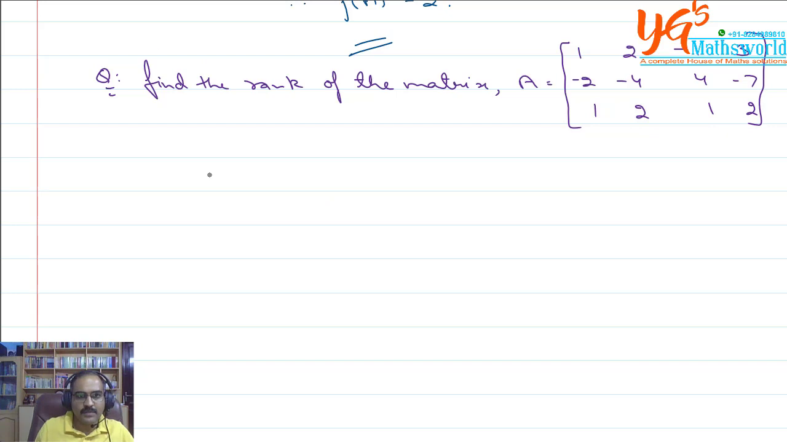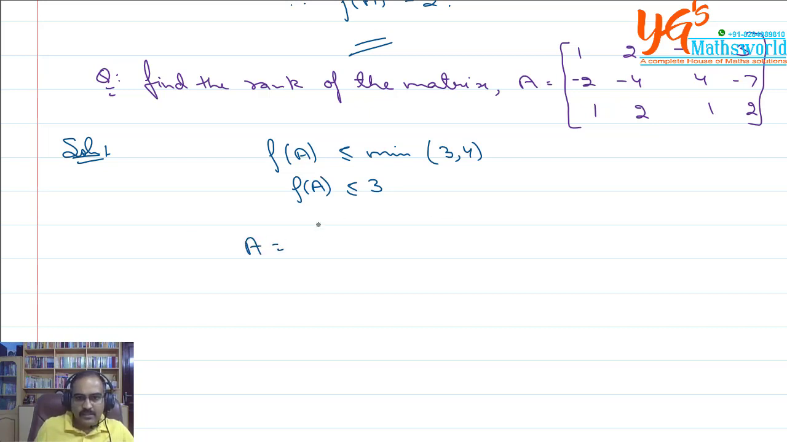Okay. Now in this matrix, the first step is that the rank of A will be less than or equal to the minimum of the order. The number of rows is 3 and columns is 4. So that means the rank of A is always less than or equal to 3. Okay. Now in the given matrix A, we have 1, 2, minus 1, 3, minus 2, minus 4, 4, minus 7, 1, 2, 1 and 2. So basically it is a 3 rows and 4 columns matrix.